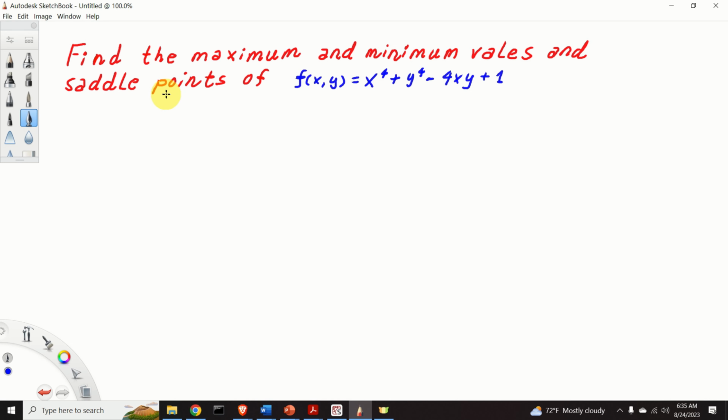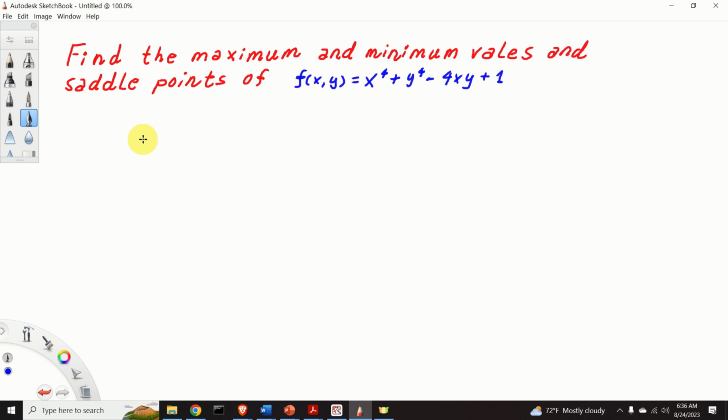Hello everyone, in this multivariable calculus tutorial we will learn how to find the maximum, minimum and saddle point values of a function of two variables. And here's our function. The problem is, find the maximum and minimum values as well as saddle points of the function given by x to the power 4 plus y to the power 4 minus 4 times x times y plus 1.